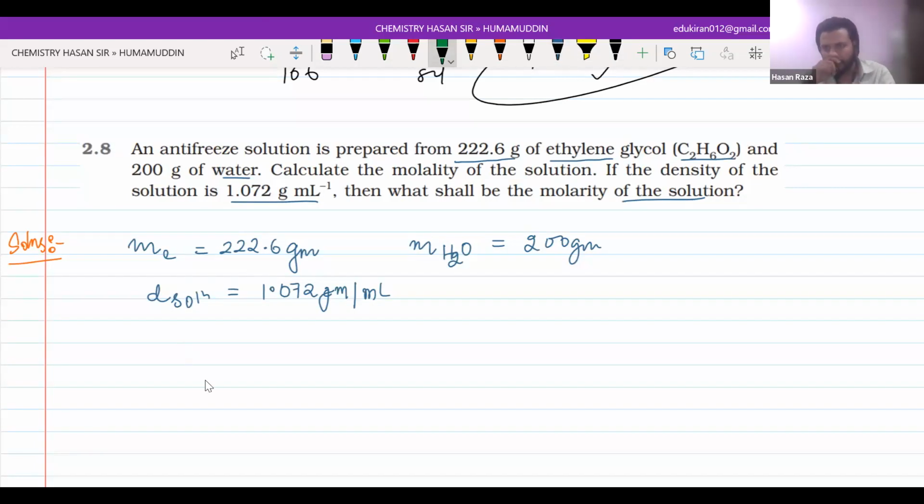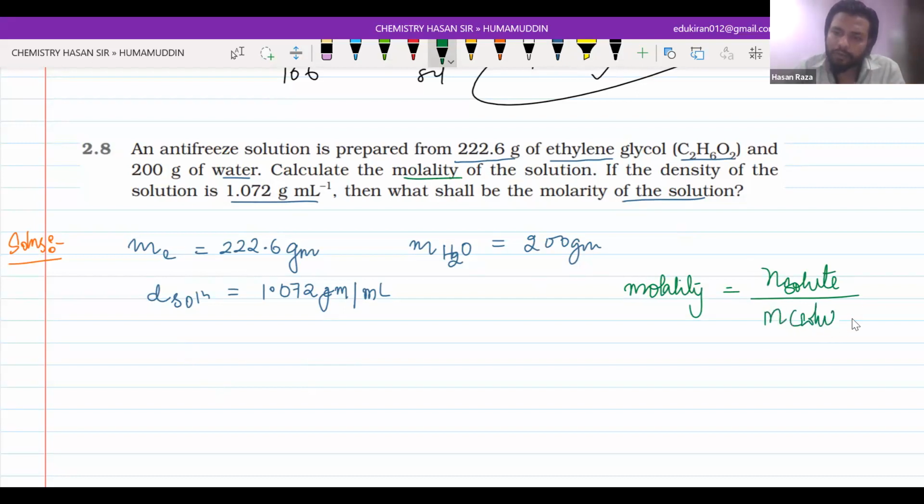Now, it's very easy to solve the question. First of all, we are going to calculate the number of moles. First, what do you need to calculate? Molality. What is the formula of molality? Molality is the number of moles of solute over the mass of solvent in kg. Solute and solvent is very important. If you don't recognize it, you will definitely do it wrong. So first of all, Umamuddin, you have two components. One is your ethylene glycol and another is your water, which is the solvent. What do you think, Umamuddin?